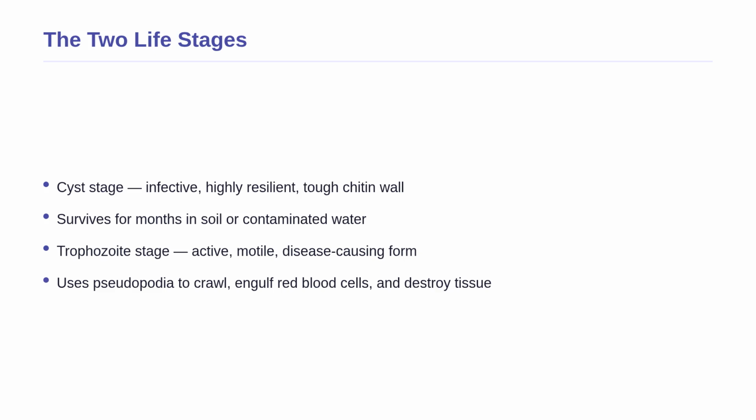Understanding its name leads us to how it survives and attacks, which involves two distinct morphological stages. First is the infective cyst stage. The cyst is a highly resilient spherical structure protected by a tough chitin wall, allowing it to survive for months in soil or water. The second stage is the active, disease-causing trophozoite. This is the motile, feeding form. It uses finger-like projections called pseudopodia to crawl along the intestinal lining, actively engulfing red blood cells and destroying host tissues.